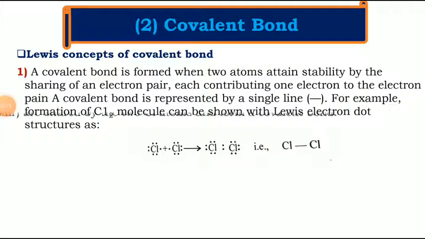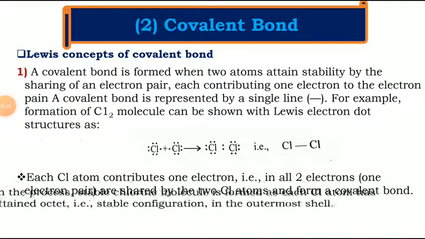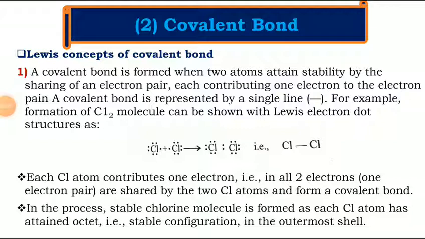Each chlorine atom contributes one electron, that is, in all two electrons, one electron pair, shared by the two chlorine atoms, forming a covalent bond, which is denoted by a single line. In the process, a stable chlorine molecule is formed, as each chlorine atom has attained an octet, that is a stable configuration in the outermost shell.